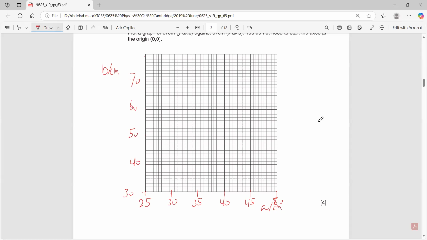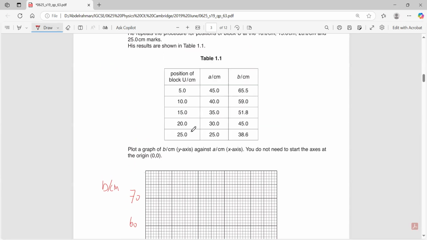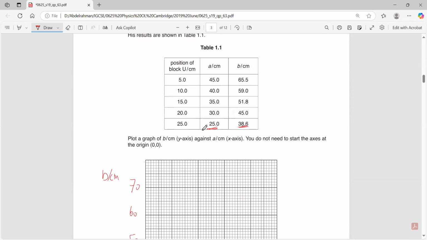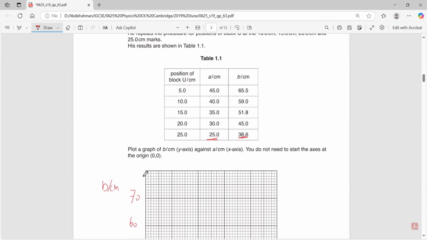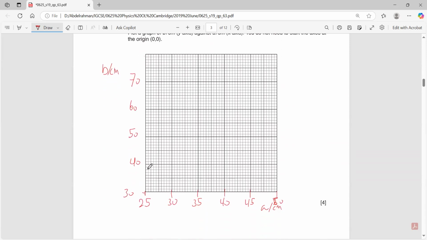And then let's start plotting 25 for A with 38.6, which is 39. Can I use 35, 45, 55, and 65? You can start with 35. Yes, you can do that. Start with 35, 45, 55, 65, 75. Yeah, that would be okay.